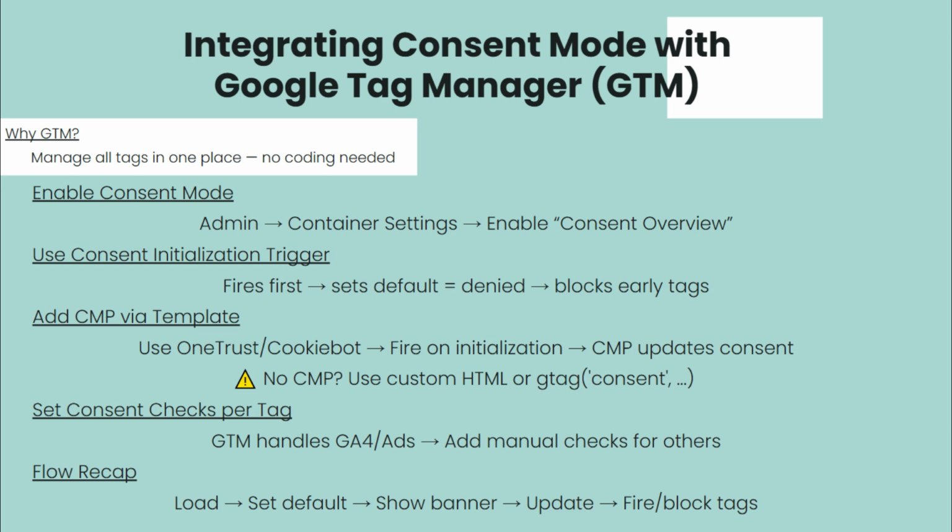If you don't have a CMP and built your own consent banner, you can still integrate with GTM. You'd create a custom HTML tag or use gtag.js code that sets the default and listens for user choices, then calls the consent commands accordingly.